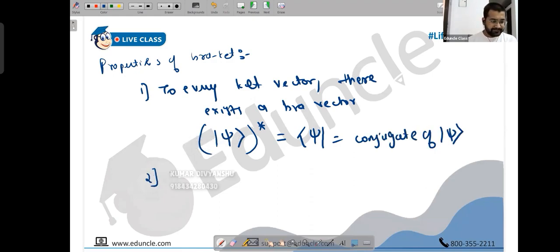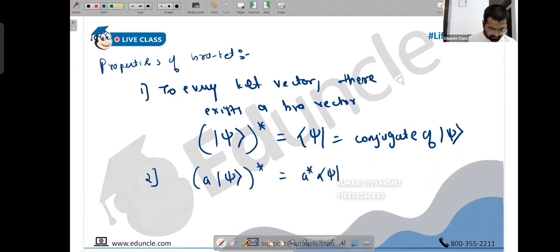Simple. Second, if I give you A into psi, the whole star, what happens? A, remember, can also be complex. So it becomes A star, and the ket vector will become the bra vector immediately. Okay, that's also fine. Just technically speaking, in matrices we have learned the rule that AB transpose is not actually A transpose B transpose. We are technically supposed to write it as B transpose A transpose. You have to shuffle the order also by taking the transpose.